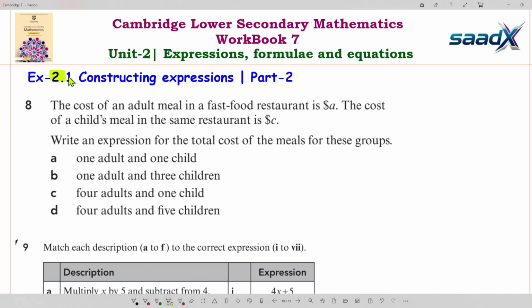Exercise 2.1 Constructing Expressions Part 2 of Cambridge Lower Secondary Mathematics Workbook 7.